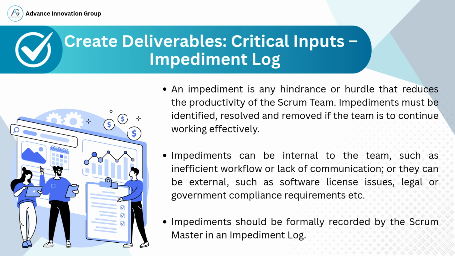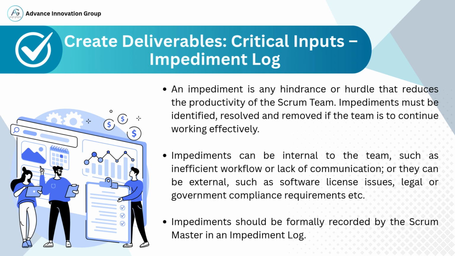Examples of impediments include internal issues like unclear roles, poor communication, or inefficient workflows. External issues like delays in software licenses, lack of hardware, legal hurdles, or compliance requirements. The Scrum Master is responsible for tracking these impediments. They are formally recorded in the impediment log, which is a document or tool where all identified issues are noted down, tracked, and monitored until resolved.